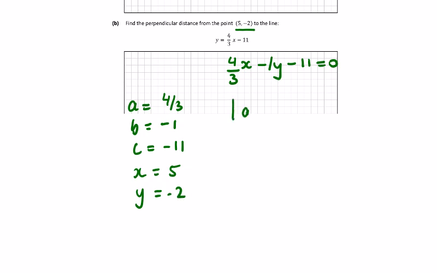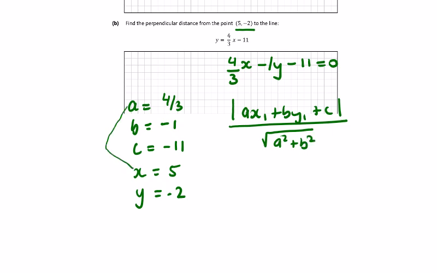So write your formula: the absolute value of ax1 plus by1 plus c, all over the square root of a squared plus b squared. So a times x is 4 thirds times 5. 4 over 3 by 5 is 20 over 3. Then we have plus b times y, so minus 1 by minus 2 is plus 2. Plus c, which is minus 11.